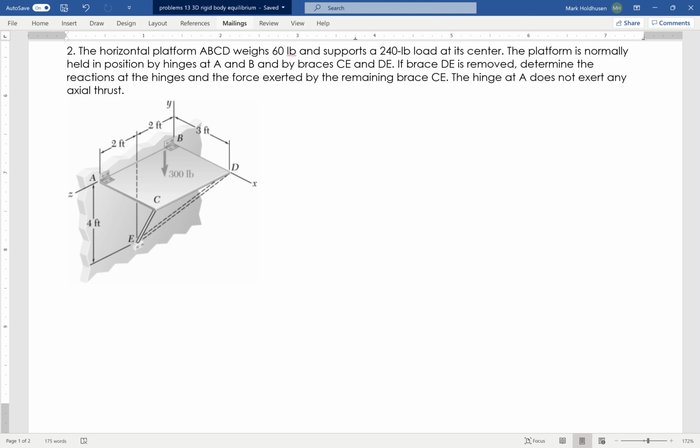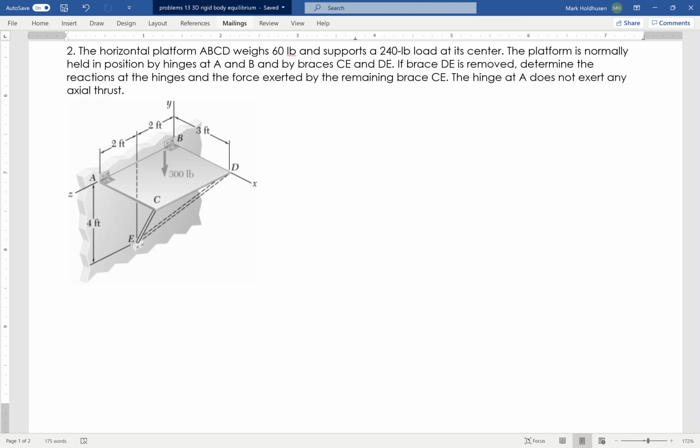What I want to do is find the reactions at the hinges and the force on the brace CE. And then it says hinge A does not exert any axial thrust. We'll talk about that one in a second. So I'm going to go ahead and start with my free body diagram.